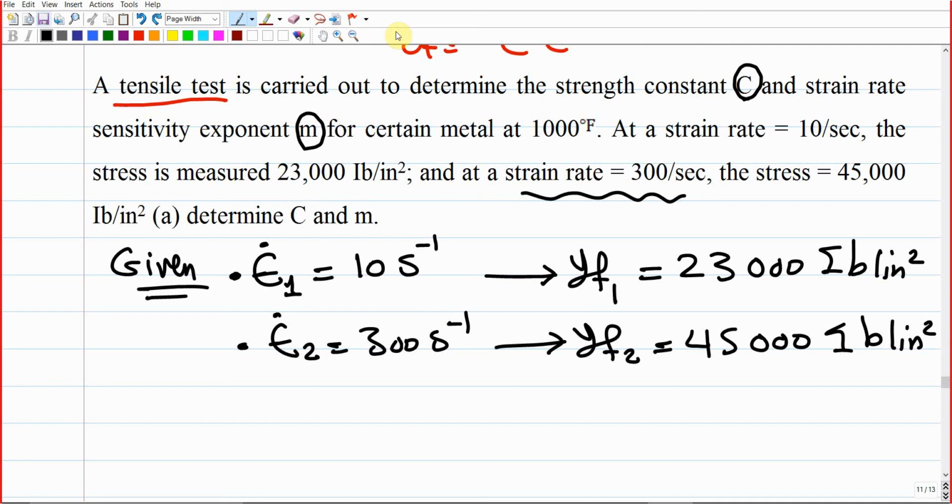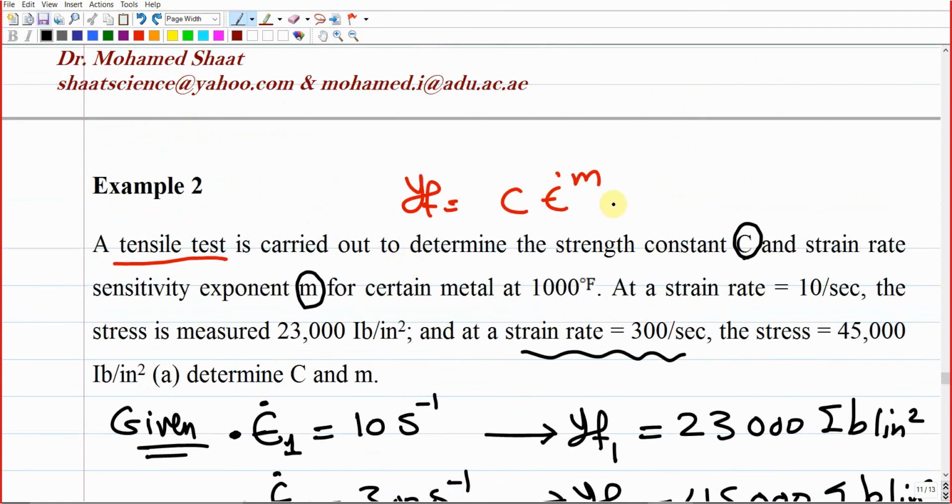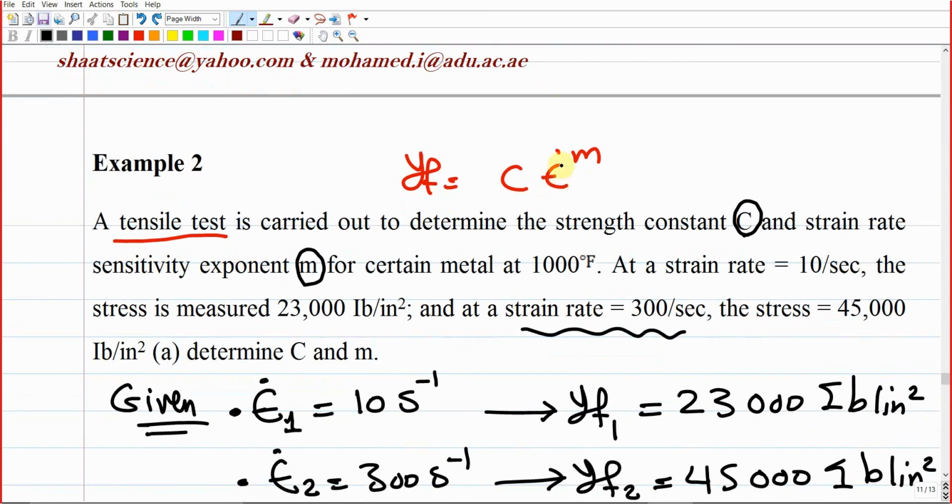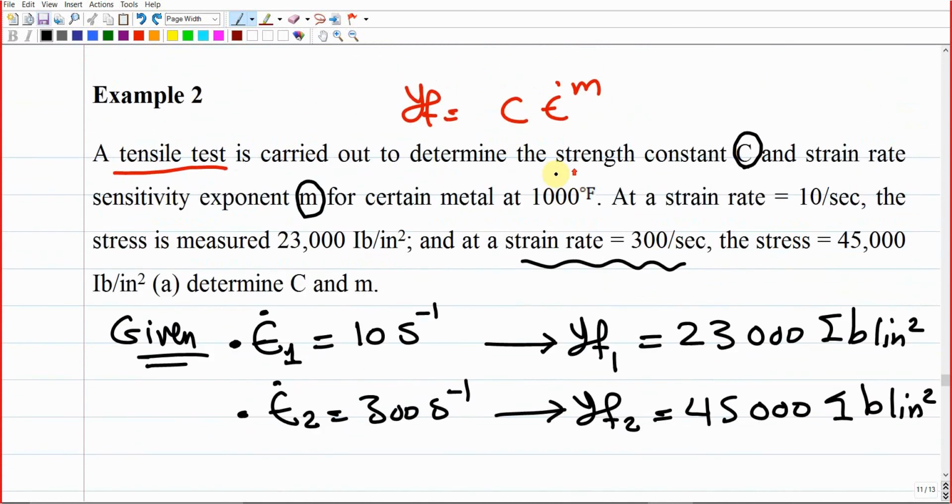Right. Experimentally speaking, like what we explained for the simple power law, the flow stress is C epsilon dot to the power M, right? If I ask you to write the log form of this equation, as we did for the K epsilon to the n in the previous meeting.